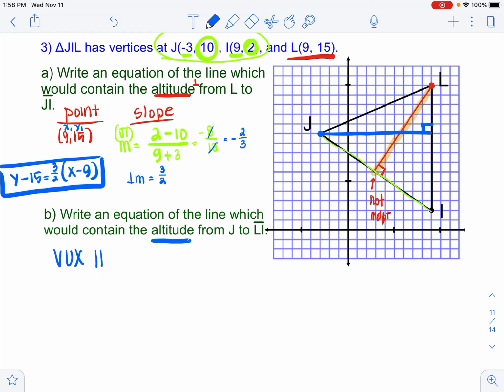Remember? Horizontal lines have no slope, and they are y equals whatever y value this goes through. If you look to see what y value that's going through, each of these tick marks is 5. So this is 5, 10. So y equals 10 is my horizontal line right there.